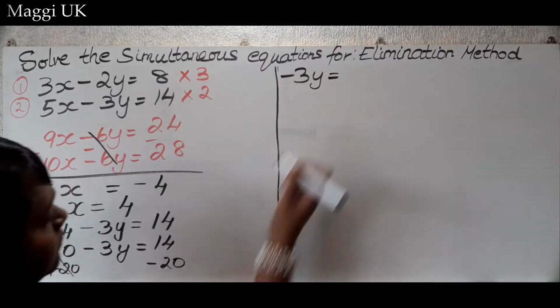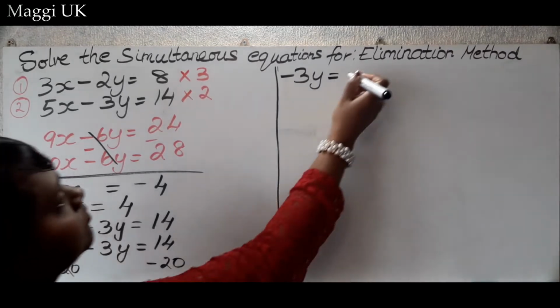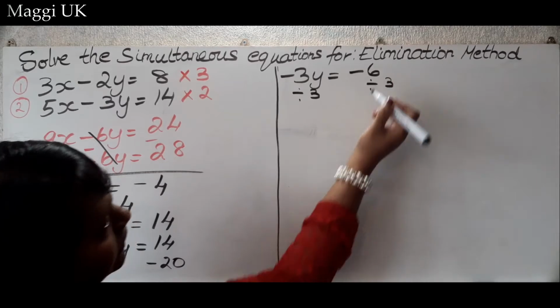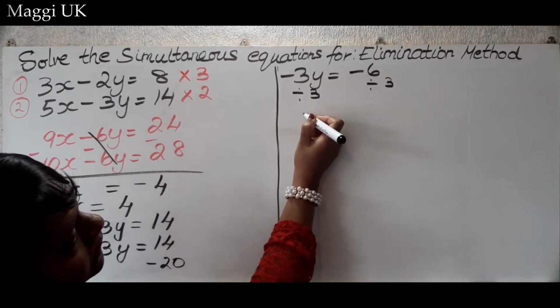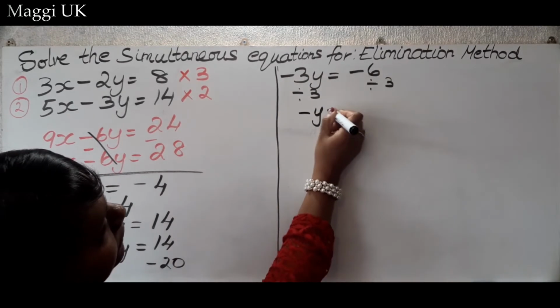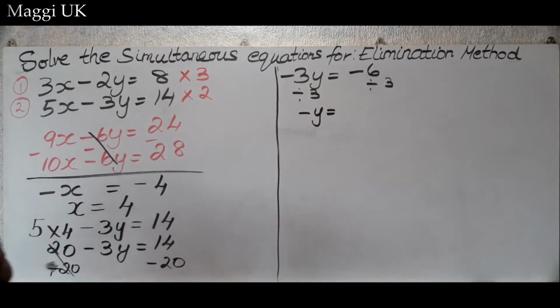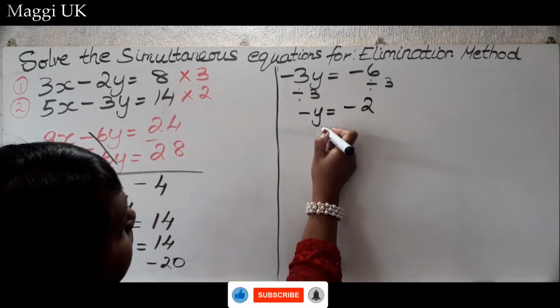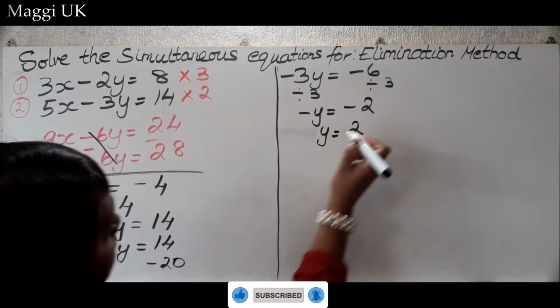Because what is 14 take away minus 20? Minus 6. So you divide by 3. So y, which will be minus y equals minus 2. Since they're both minus minus, you can put positive, so y is equal to 2.